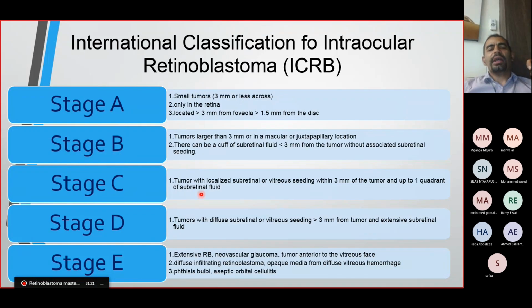Stage C, it has started to grow extraretinally, so it either invades the subretinal space or invades the vitreous and gives those vitreous seeds. Stage D, it's like stage C, but it's more extensive. Stage E means there is extensive retinoblastoma progressing to neovascular glaucoma, diffuse infiltrating retinoblastoma causing media opacity, or phthisis bulbi, or aseptic orbital cellulitis. The tumor started to invade the orbit. Okay.